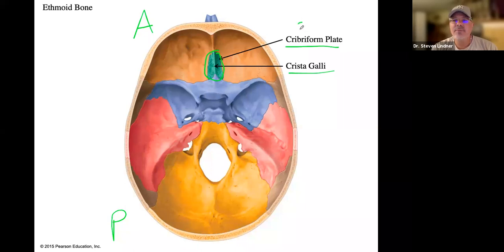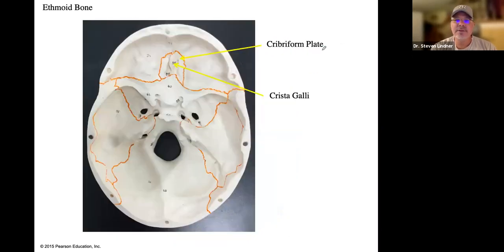And the cribriform plate is where cranial nerve number 1 passes. When we talk about cranial nerves, they're always written in Roman numerals, cranial nerve number 1, or the olfactory nerve. When we look at the skull, here's the crista galli, and around it is the cribriform plate. It's going to have all those little holes going around it.